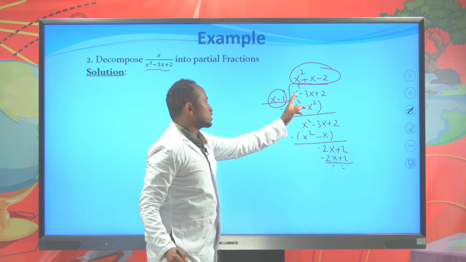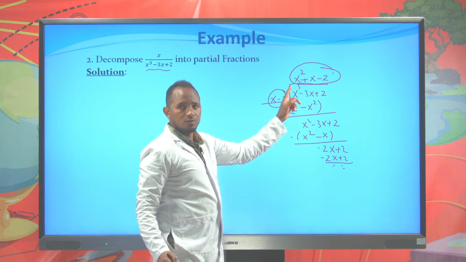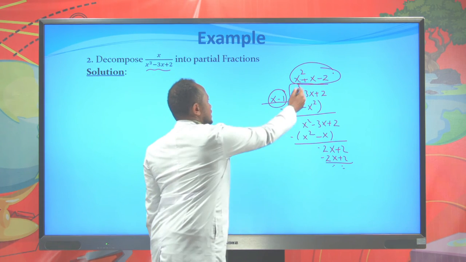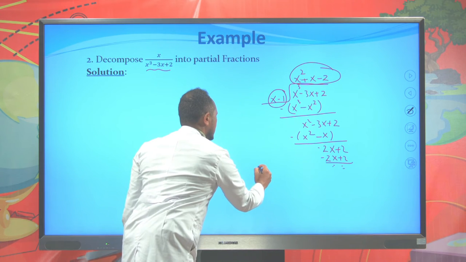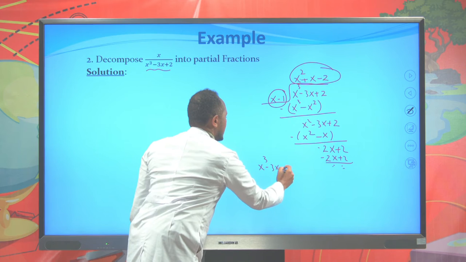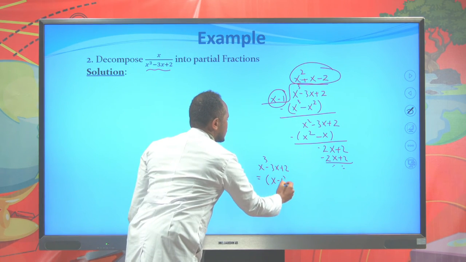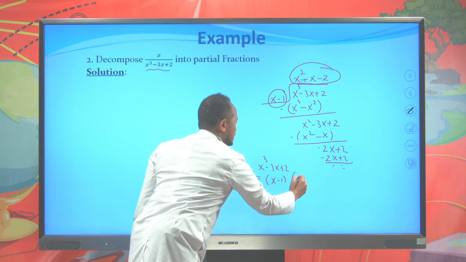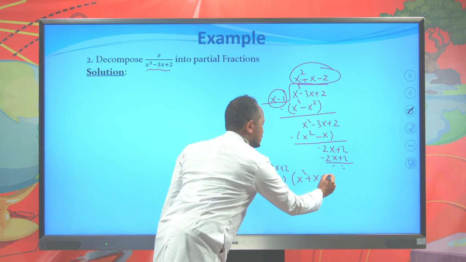Our expression x cubed minus 3x plus 2 is the product of the two. So here, I need to factorize this one. Here, I can write x cubed minus 3x plus 2. This is equal to the product of x minus 1 and x squared plus x minus 2.